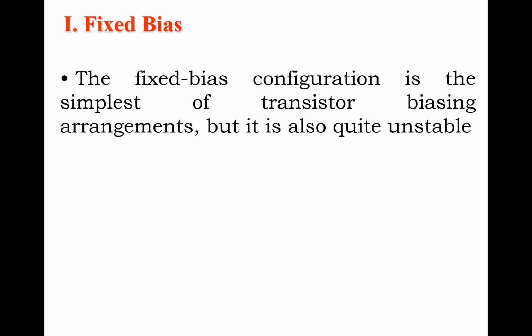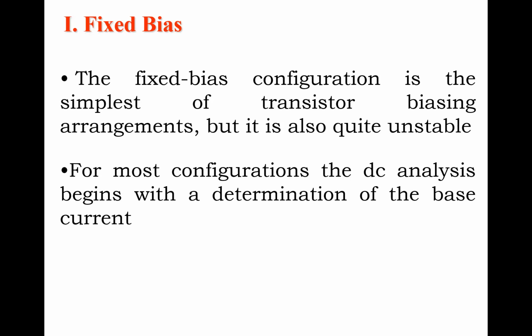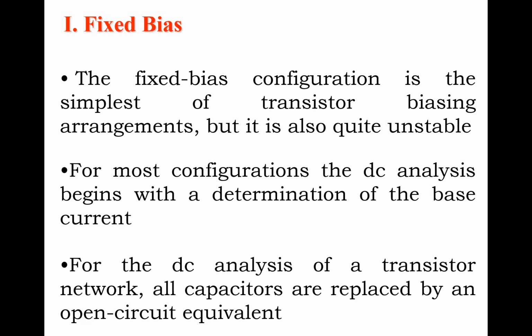Coming to have a discussion about the fixed bias. In case of fixed bias configuration, the base resistor is directly connected to the DC biasing voltage. But it is not so stable. And the second, most important point is, in most configurations, the DC analysis begins with the determination of the base current. And for the DC analysis, the transistor network and also all the capacitors are replaced by open circuit. Obviously, for DC analysis or for the DC equivalent circuit, all the capacitors act as an open circuit.